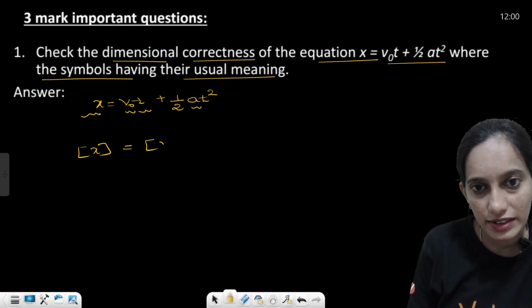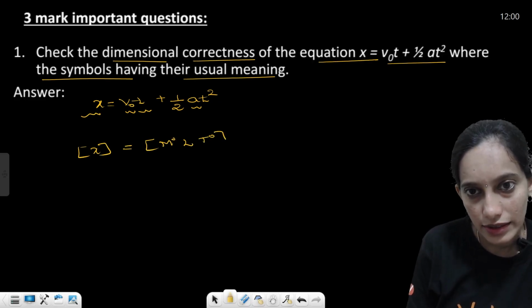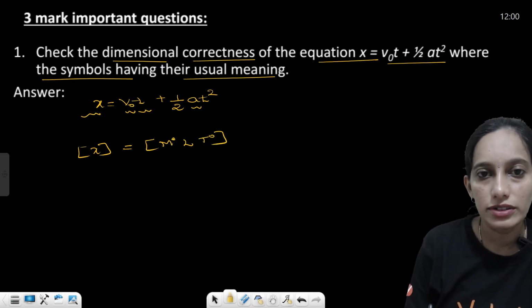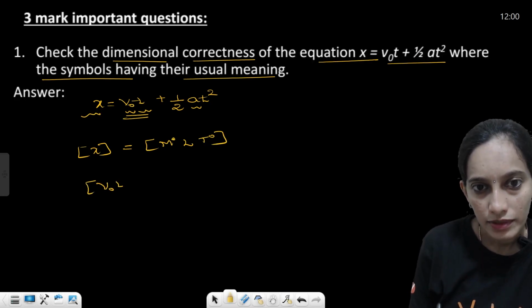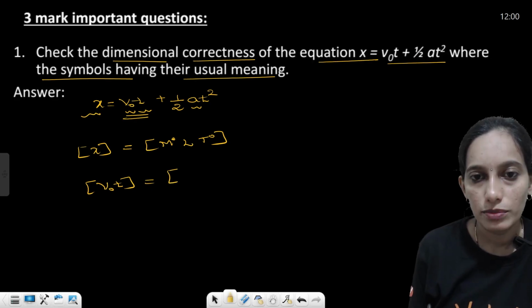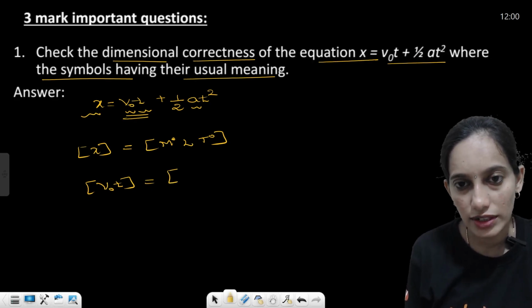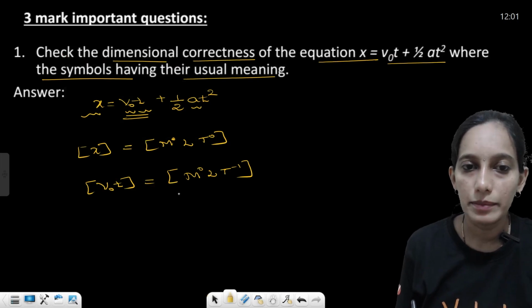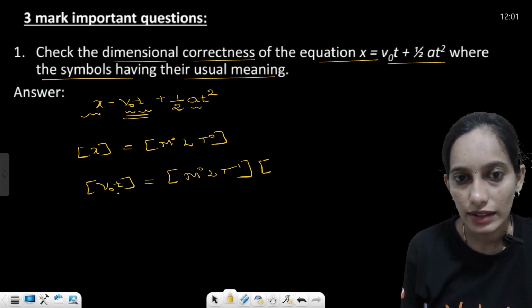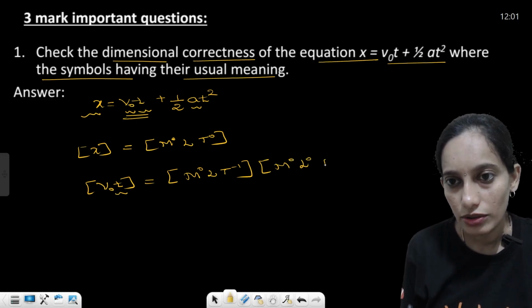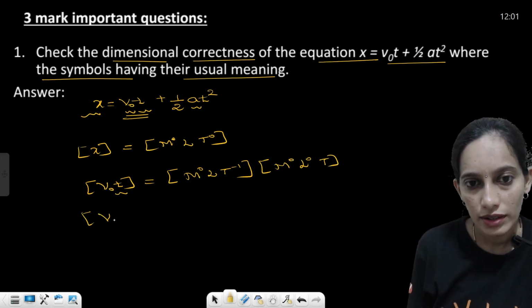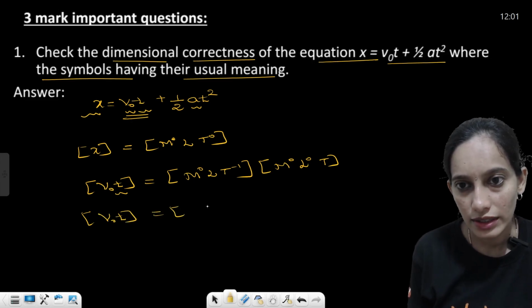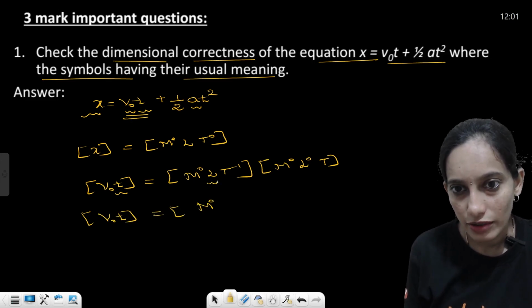First, on the left hand side we have x, so the dimension of x is simply M0 L T0. Next, the second term is V naught into t. Here V naught is the initial velocity, and the dimension of velocity is M0 L T minus 1, into t. So the dimension of V naught into t is M0, L power 1, which simply gives us L.